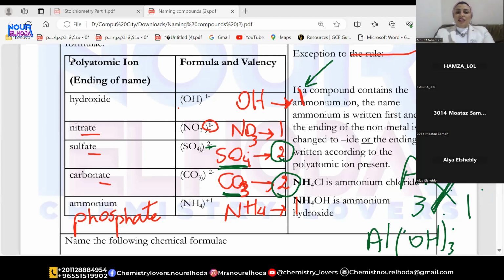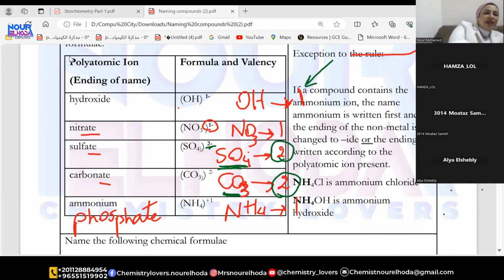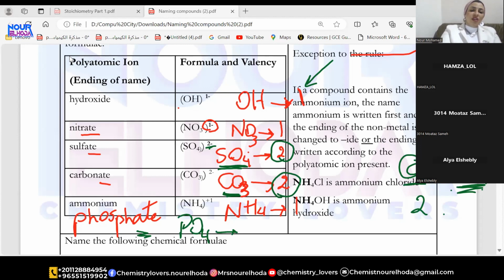Another one, a more different idea. In the exam, if he's going to ask you, let's say we want calcium phosphate. I'm going to write calcium, I'm going to write phosphate. Where is the calcium in the periodic table? Calcium's valency is 2 because calcium is in group 2. What about the phosphate? We said phosphate is PO4 and the valency is 3. So I will write 3. And then you swap. So the calcium will take the 3.